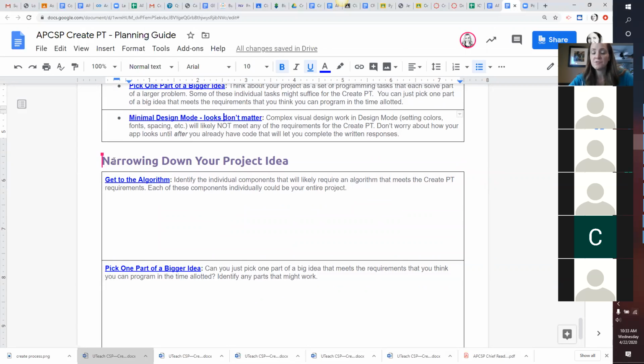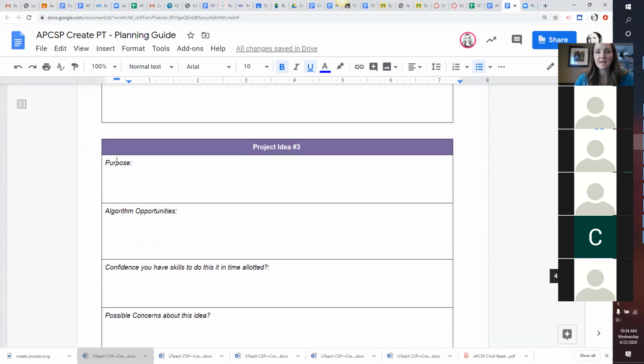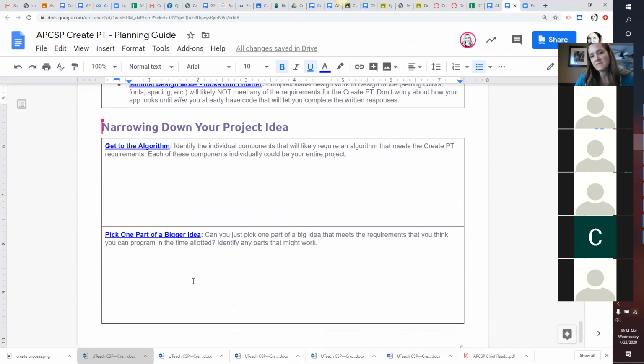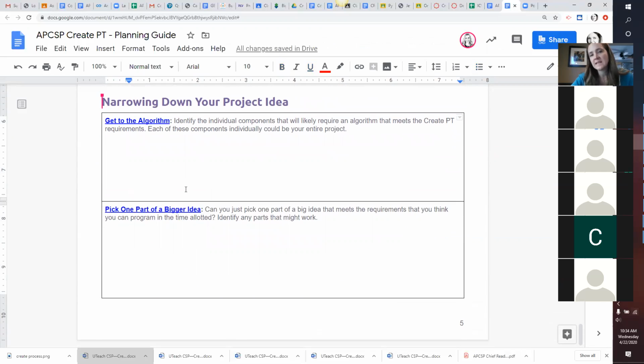Once you have gone through your brainstorming and picked 1 idea, I want you to tell me, how did you narrow down that idea? What's the algorithm you think you can use? And what is 1 part of the bigger idea of your program that you think you could make?